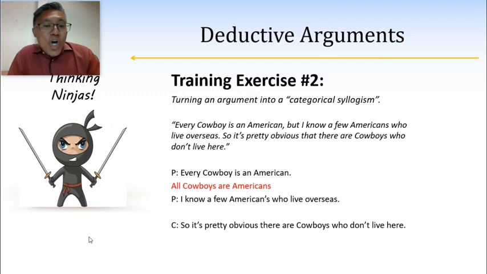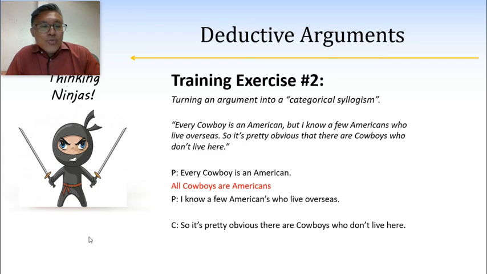How about I know a few Americans who live overseas? Now remember, to make it into a standard form claim, we need to identify two groups, two categories, right? Two terms. And we need to identify the type of claim this is. I know a few Americans. Well, that refers to a some claim, doesn't it? Some of something. In this case, some Americans who live overseas.